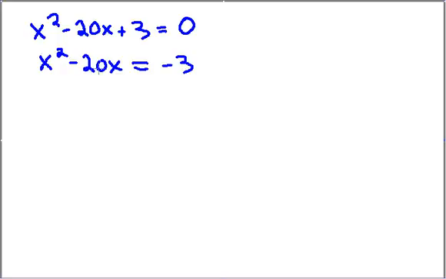What's half of 20? Well, half of 20 is 10. 10 is what we need to square. What's 10 squared? 10 squared is 100. What we need to now do is add 100 to both sides of the equation. So we're going to have x squared minus 20x plus 100 on the left-hand side.